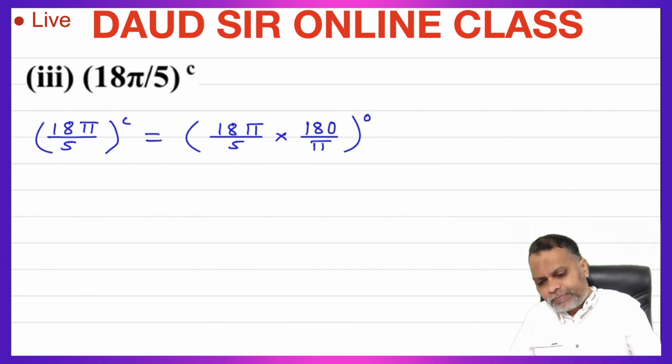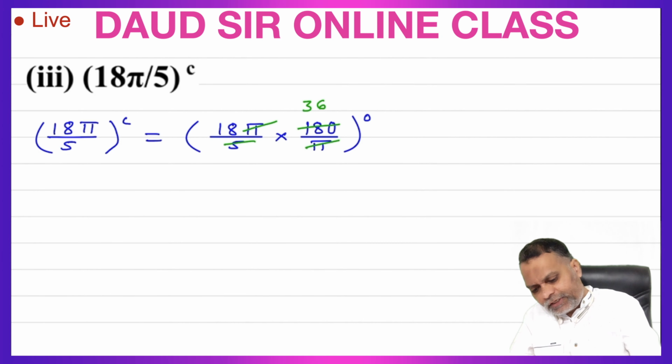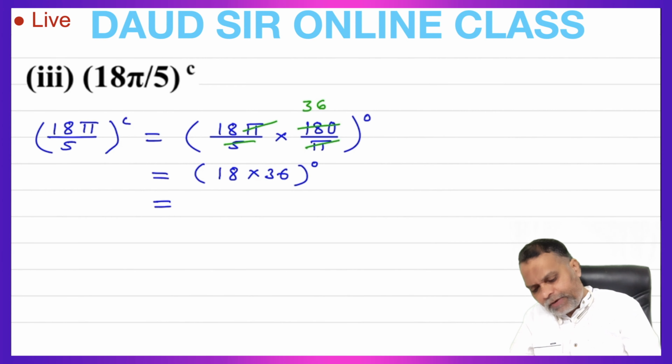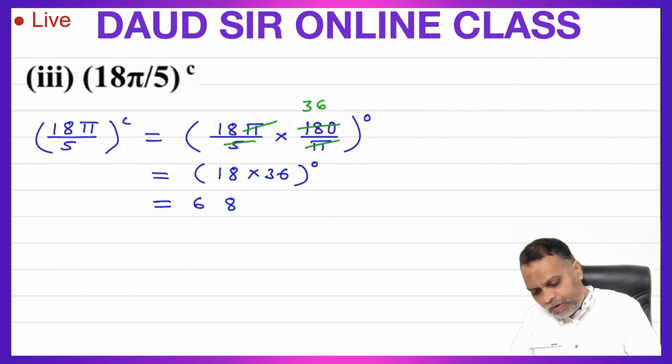Now simplify this. This pi cancelled. 5 3s are 15. Carry over 3. 5 6 are 30. Now multiply this, which is equal to 18 into 36 degree. Multiply by 18. 18 6 are 108. Carry over 10. 18 3 are 54 plus 10, 64. 648 degree. This is the required degree measure.